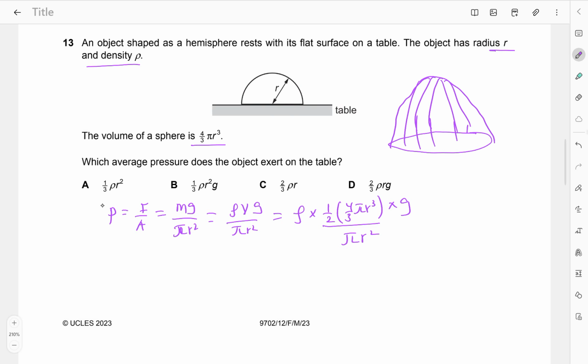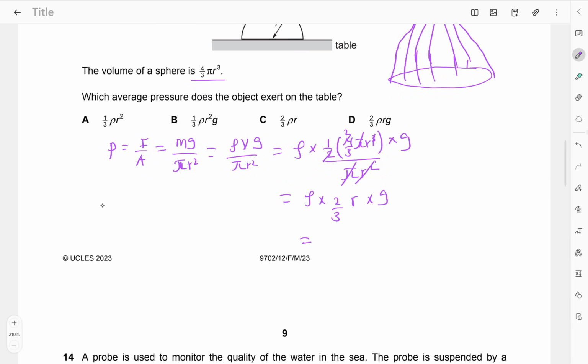So you notice that actually pi cancels out, and then r squared reduces this one to just r. A half reduces this one to 2. So you remain with the density times 2 over 3 r times g. So in other words, our answer is going to be 2 over 3 density times r times g, which makes our answer automatically D.